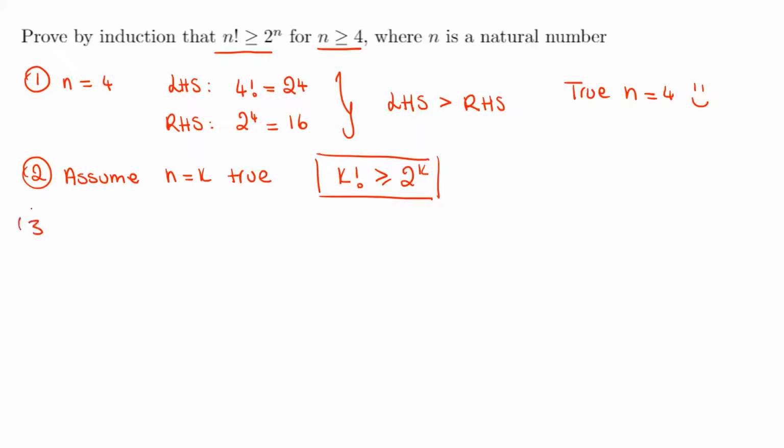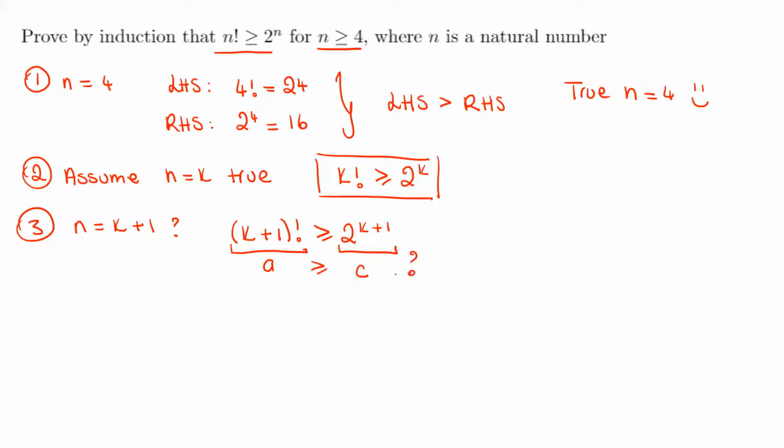Our next step is to show it's true for n equal to k plus 1. So if we substitute k plus 1 in for n, we get k plus 1 factorial is greater than or equal to 2 to the power of k plus 1. What I'm going to do now is call this left-hand side A, and this right-hand side C. So we need to show that A is greater than or equal to C. We don't know if it is yet, but we're going to have to prove it.